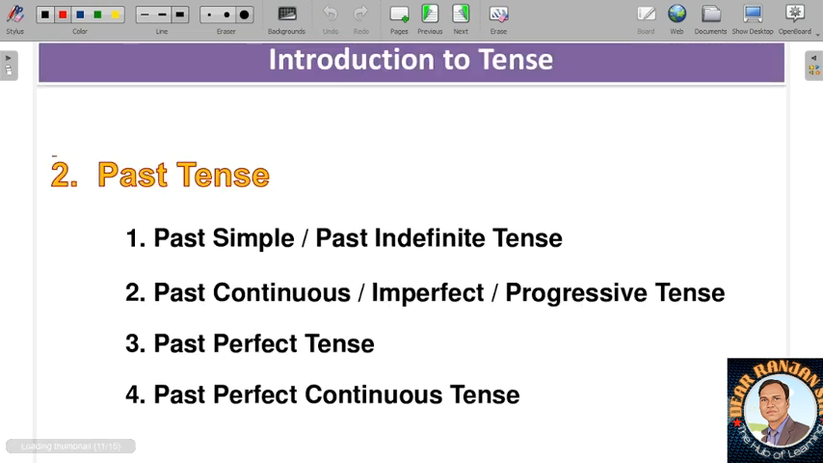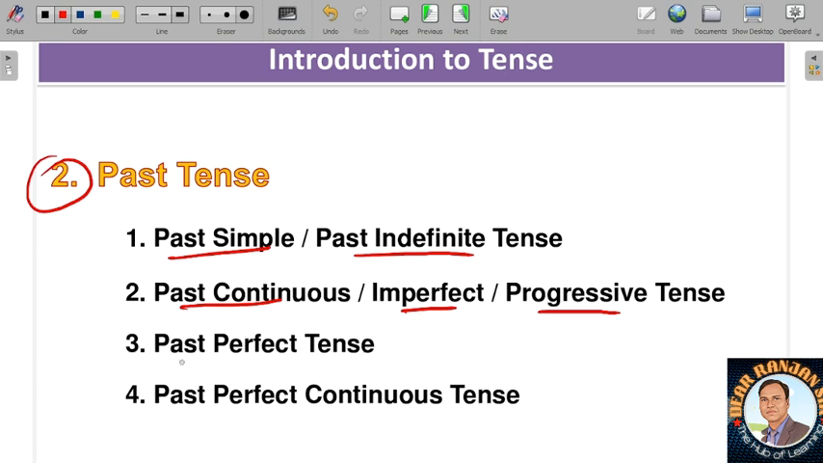Next, we see the past tense. Past simple or past indefinite tense. The second one is past continuous or past imperfect, or we can call it past progressive. The third one is past perfect tense, and the fourth one, past perfect continuous tense.